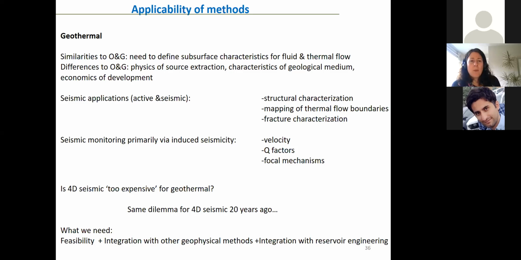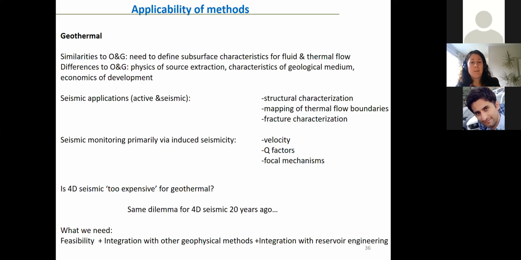I think I would really like to see more 4D seismic applied to geothermal. And of course, before you apply it, you want to test the feasibility. But from my perspective, there are a lot of similarities to oil and gas in terms of we have this need to define the subsurface characteristics for fluid and thermal flow.